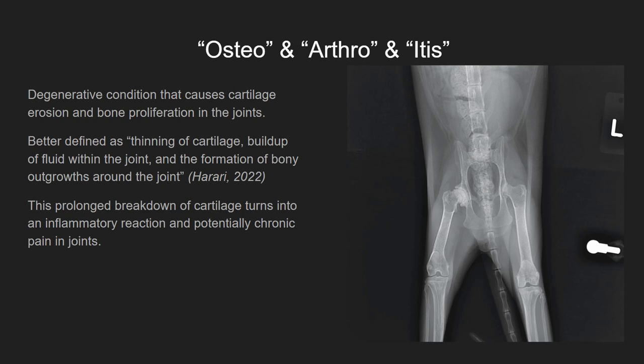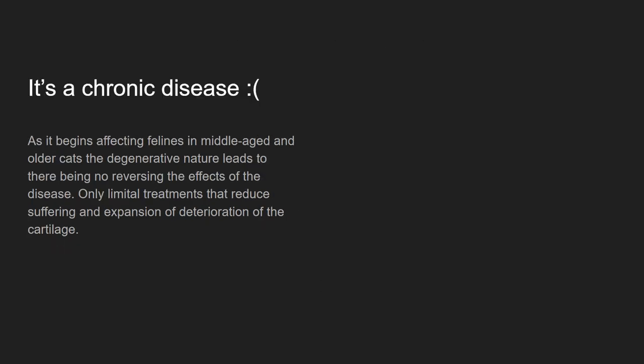Think of it as more of a thinning of cartilage and a buildup of fluid with bony outgrowths around that. This prolonged breakdown will turn into more of an inflammatory reaction as it is constantly rubbing up against each other, and this is going to create chronic pain. Sadly, it is a chronic disease. It does affect felines once they start getting to middle to older ages. So for cats, it's going to be 7 to 8 years old up till the end of their lives.